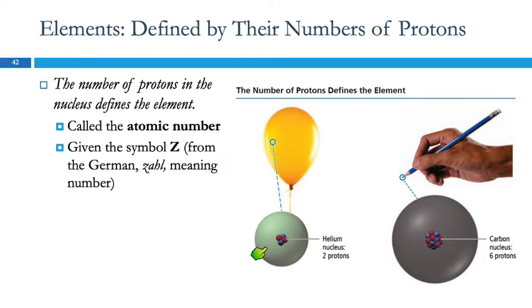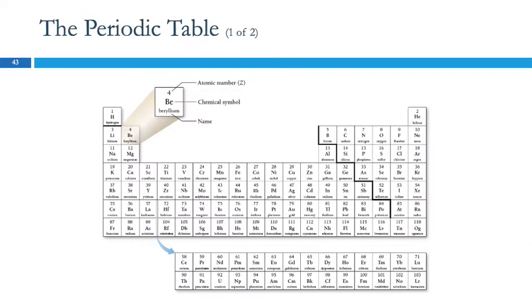So in a helium nucleus, every single helium nucleus has 2 protons in it. That's what makes it helium. In a carbon nucleus, we have 6 protons, every single one. If it has 7, it's something else. If it has 5, it's something else. All carbon atoms have 6 protons. We often need to know how many protons an element has, and so this information is on the periodic table.